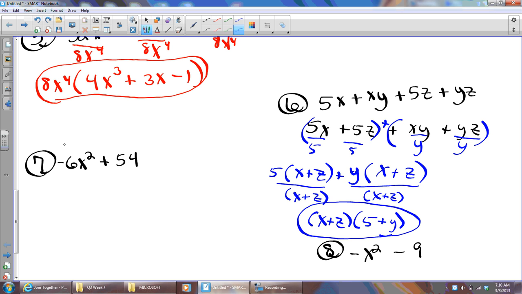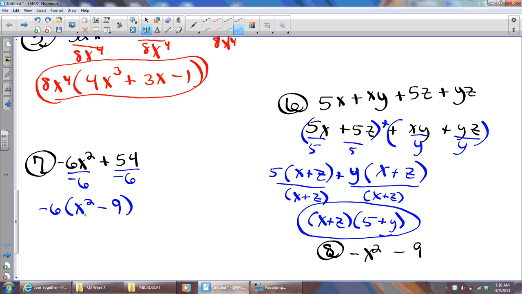Okay, number 7. There's 2 terms. Remember, always try GCF first. I'm going to pull out a negative 6. Trust me on this one, it'll be a lot easier. When that lead term is negative, I'd like to pull it out if I can. All right, negative 6 times x squared minus 9.